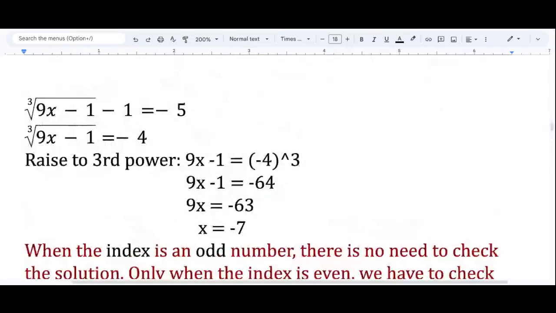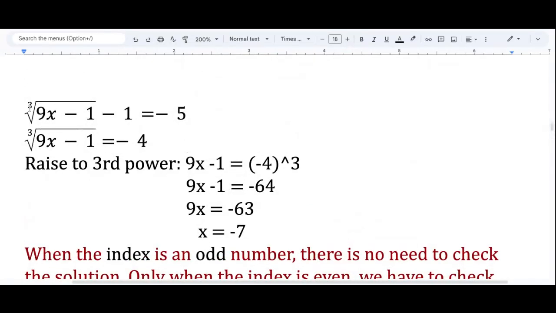Anyone has any questions? If the index is odd, we don't have any restrictions, right? Only when the index of the radical sign is even, we have to be careful. Okay, anyone has any question?